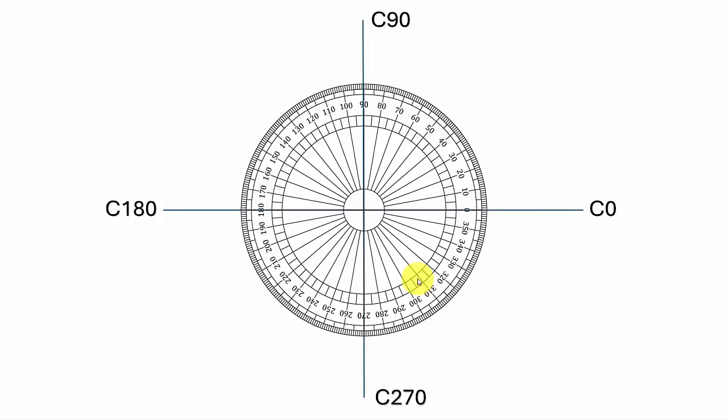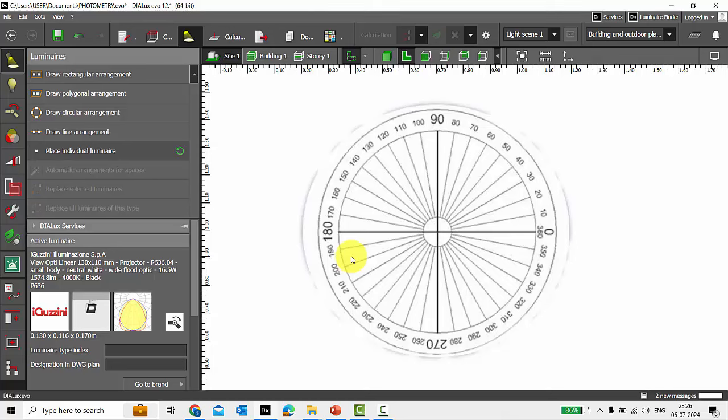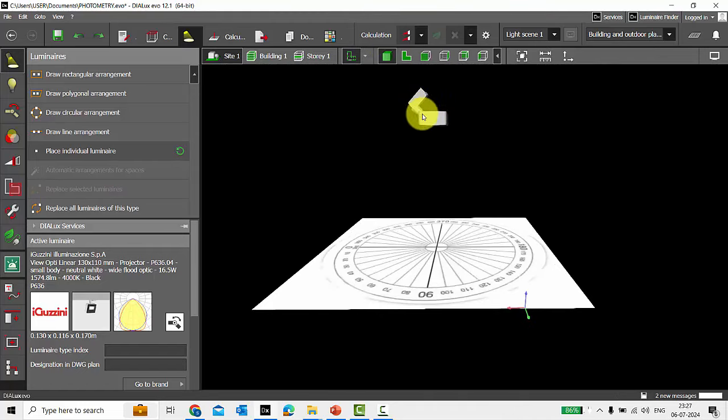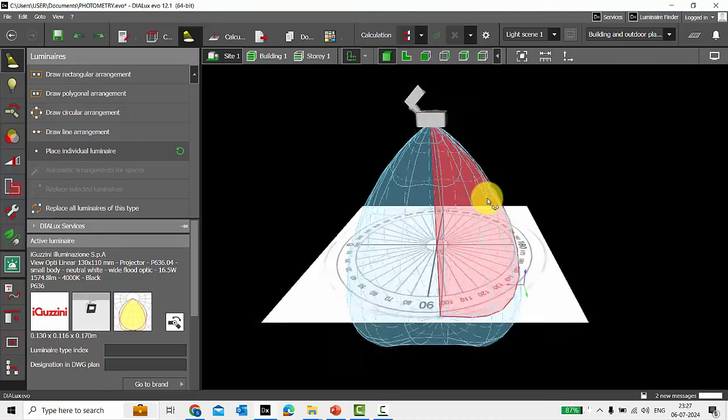Let's go to Dialux to simplify it further. Here in Dialux I have imported the same round protractor image for understanding, wherein I have a scale of 0, 90, 180, 270. We will refer to these as C0, C90, C180 and C270. Okay, let me place the luminaire. I have placed the LDT file. Let's view it in 3D. Now to see the photometric curves, or the light distribution curves of this luminaire, you can go to the display options, click here on show light distribution curves, and your light distribution curves are visible.